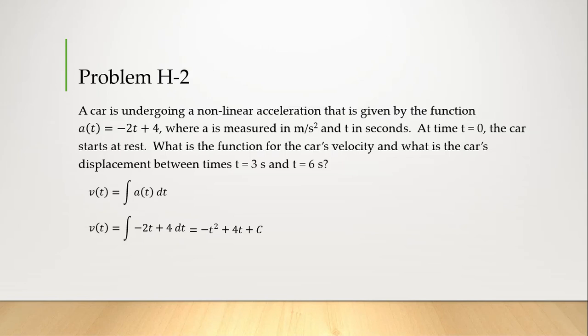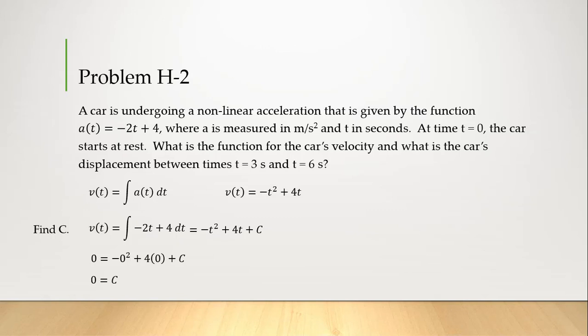Now I said that at time t equals 0, the car starts at rest. What that allows us to do is calculate the value of c. The easiest way to do that is plug 0 in for t, since it started at rest, and what you fairly quickly figure out is that c is 0 in this case. And so really, the function for velocity is negative t squared plus 4t.